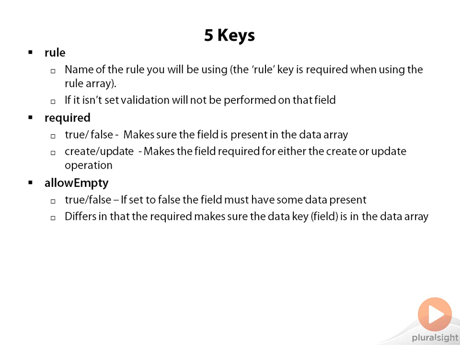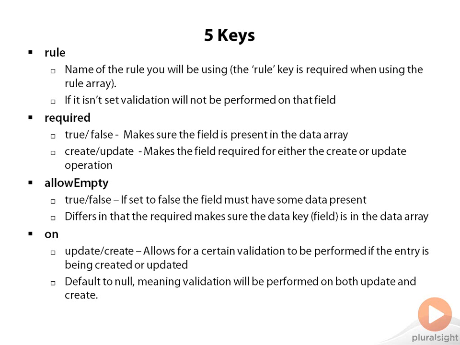Next, we have the allow empty. This takes a true or false value. If it is set to false, the field must have some data present. Now again, this differs in that the required makes sure the data key is in the data array, not that there's data in that particular field. The on key takes 2 options. It either can be update or create. This allows for certain validation to be performed if the entry is being created or updated. If you don't set the on to being update or create, it defaults to null, and this means that the validation will be performed on both update and create.